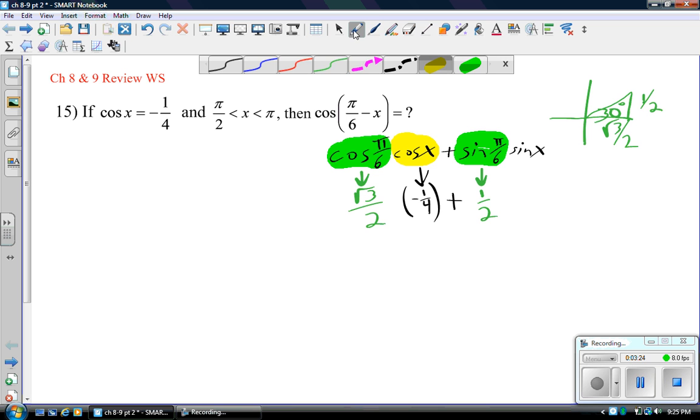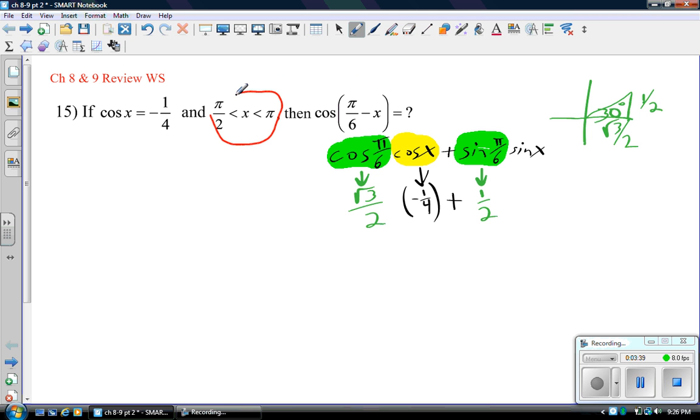First big thing that it gave me was, I think it froze up. Hold on just a second. There we go. This information, remember, this is basically just telling me what quadrant I'm in. My x angle is between pi over 2 and pi. Well, there's pi over 2. There's pi. So I'm somewhere in the second quadrant.